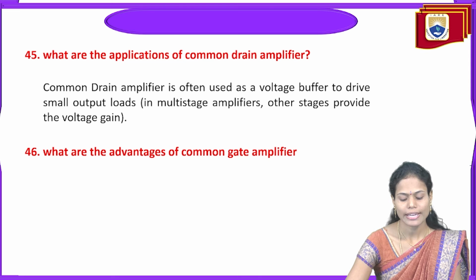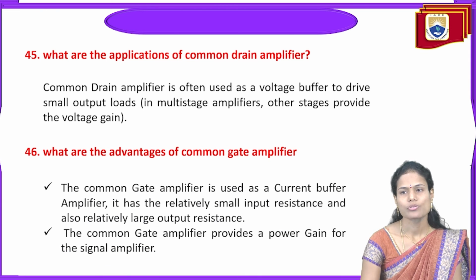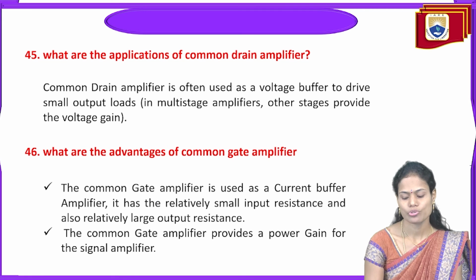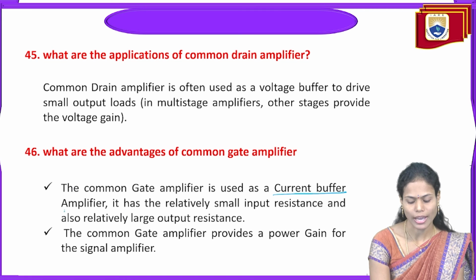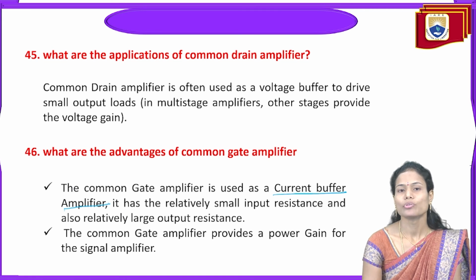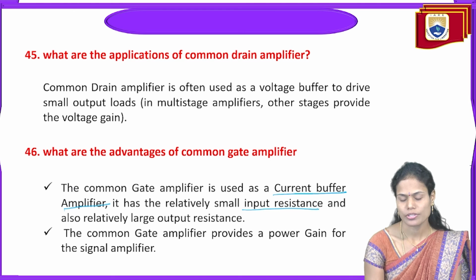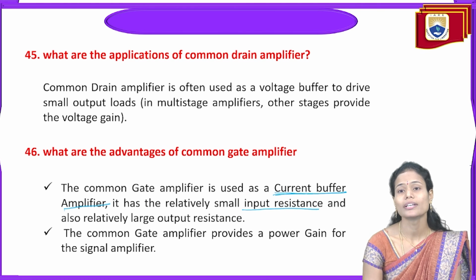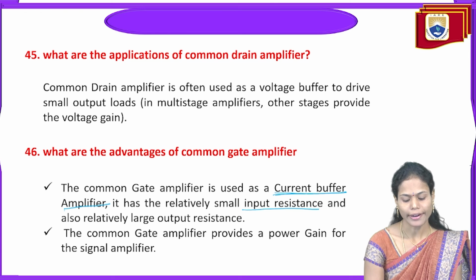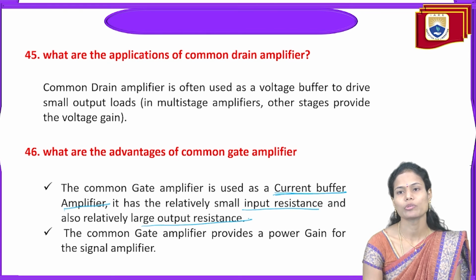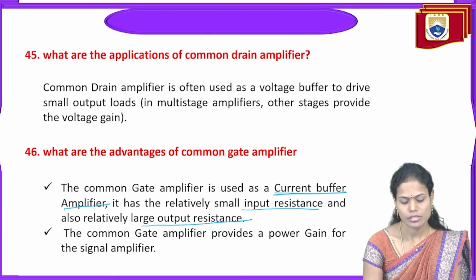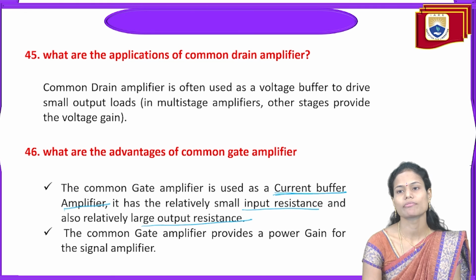And next, what are the advantages of the common gate amplifier? This common gate amplifier is used as a current buffer amplifier. Whenever it has small input resistance, it can run as a current buffer, and it has a very large output resistance. So these common gate amplifiers provide very high power gain for small signal amplifiers.